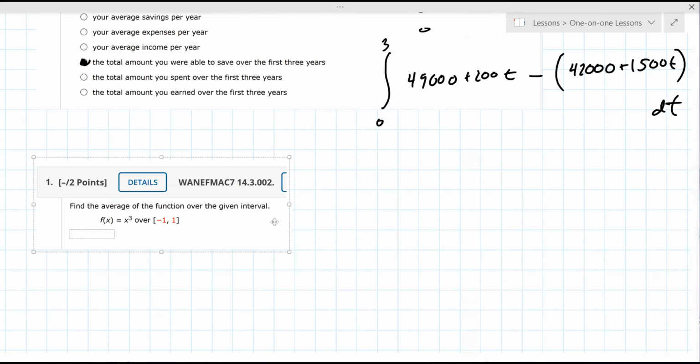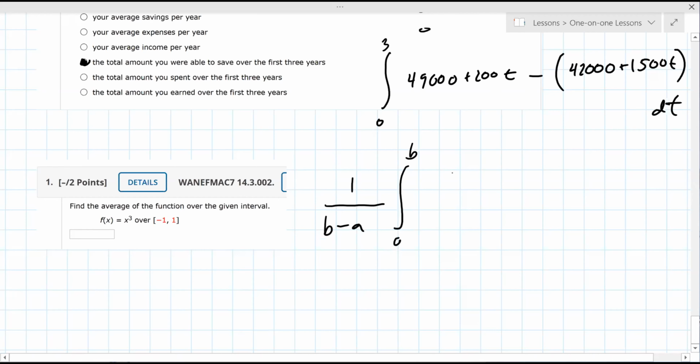Do you remember this from class? Let me look in my notes. Oh, so the average value is 1 over b minus a, integral from a to b of f of x dx. We're on 14.3. So the only thing that's different about this is this thing in front. It's still a number when you're all done.